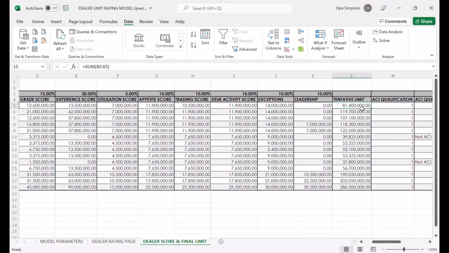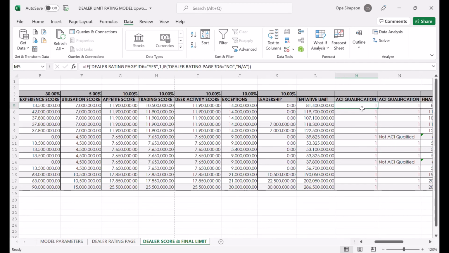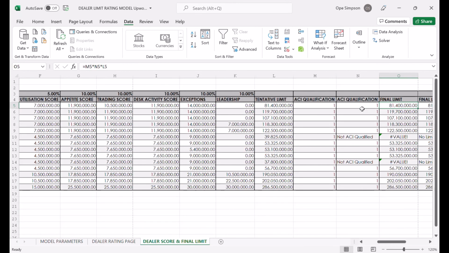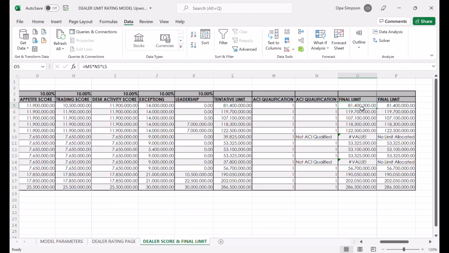Lastly, we go to the ACI qualification, which is a qualitative parameter. It's a yes or no parameter. If he has a limit, then he's allocated 1. If he doesn't have, that will be not applicable. Given the fact that he does have a qualification, this does not affect him, and he has a final limit allocation of 81.4 million. But let's edit him a bit.